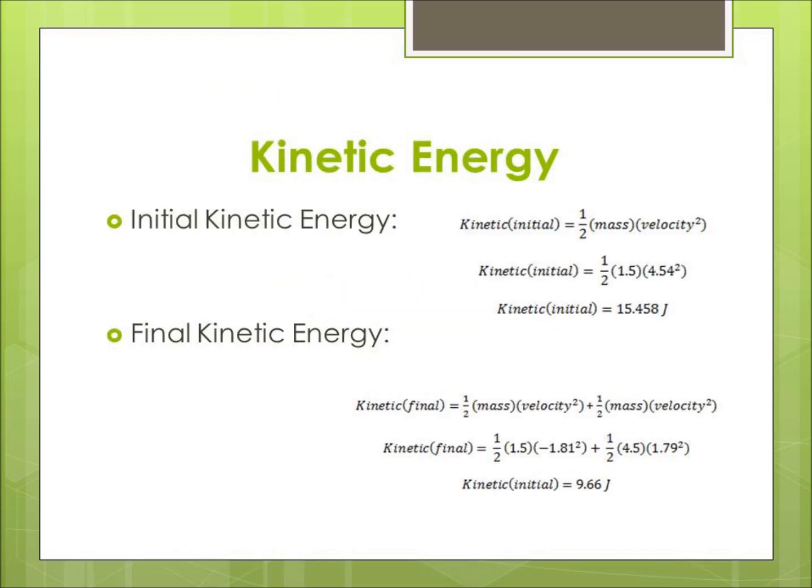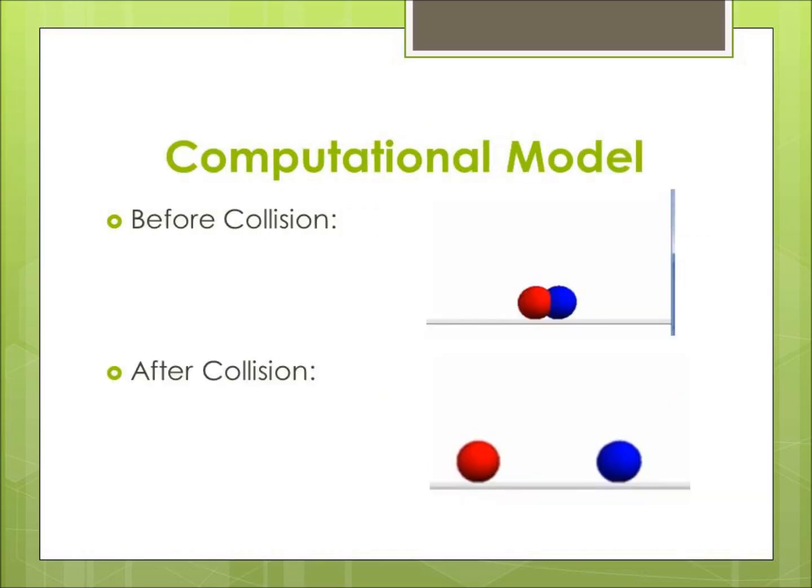To calculate initial kinetic energy, I took 1/2 times the mass times the initial velocity squared and got 15.485 joules. To calculate the final kinetic energy, I took 1/2 times the mass times the velocity of the first block squared plus 1/2 times the mass times the velocity of the second block squared. From this, I found the final kinetic energy to be 9.66 joules. The computational model represents the center of mass of the two balls before the collision and after the collision.